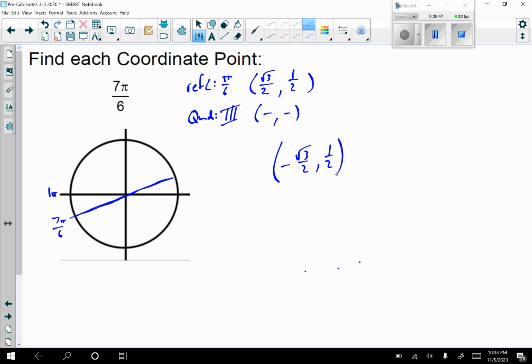Okay, there's the coordinate point right here. Negative root 3 over 2, negative 1/2. I said the right thing, wrote the wrong thing. That is the coordinate point there for 7 pi over 6: negative root 3 over 2, negative 1/2.